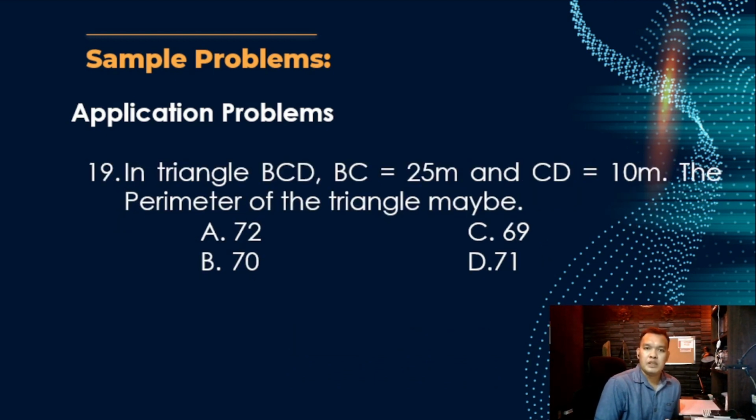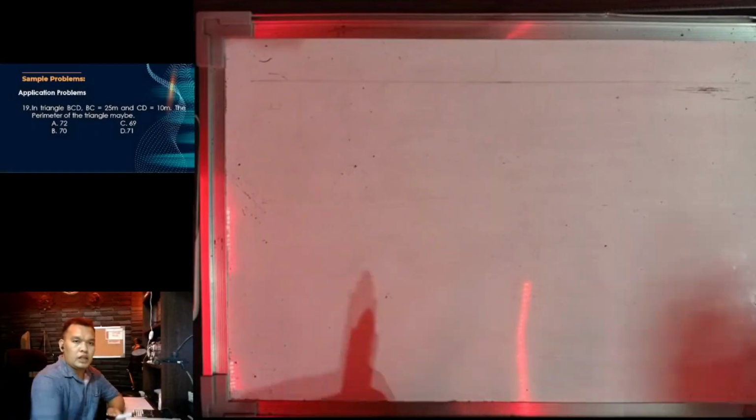In triangle BCD, BC is 25 meters and CD is 10 meters. The perimeter of the triangle may be. So, okay. We are asked to find the possible perimeter of our triangle based on the two given sides. No? So, problem number 19, we have here a triangle.